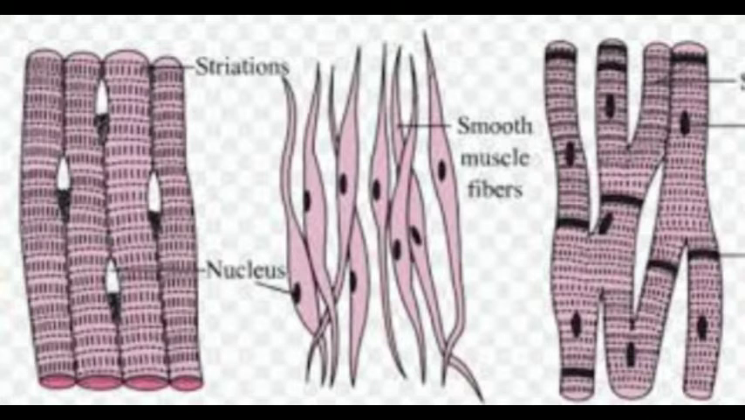Now next is muscular tissue. They are composed of long and narrow cells called muscle fibers or myocytes. They are responsible for movement in our body. They contain special protein which contracts and relaxes.